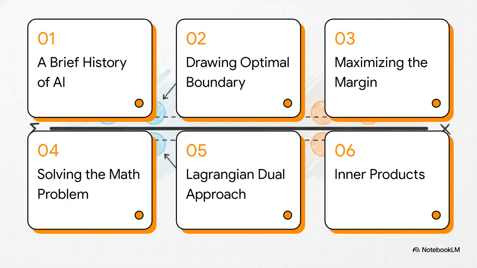Here's our roadmap for today. First, a brief history of AI. Then, drawing the optimal boundary, maximizing the margin, solving the math problem, the Lagrangian dual approach, and finally, inner products and similarity. All right, let's get started.